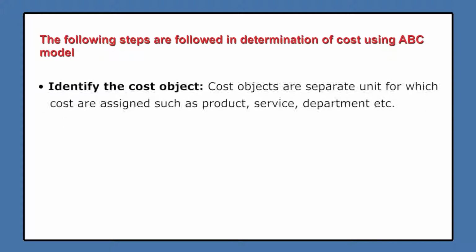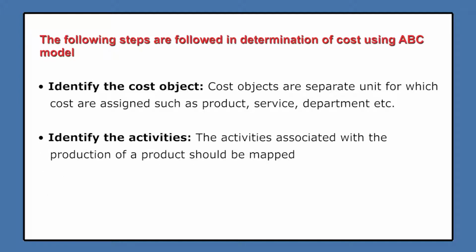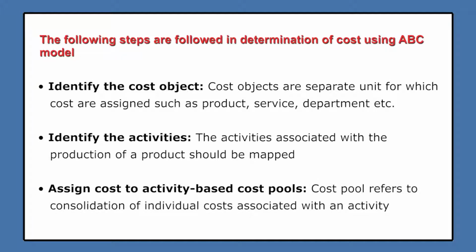The following steps are followed in determination of cost using the ABC model. Identify the cost object. Cost objects are a separate unit for which costs are assigned, such as product, service, or department. Identify the activities. The activities associated with the production of a product should be mapped. Pools: assign cost to activity-based cost pools. Cost pool refers to consolidation of individual costs associated with an activity.